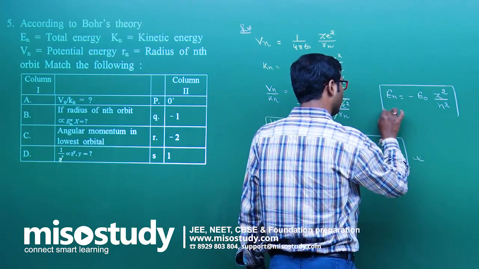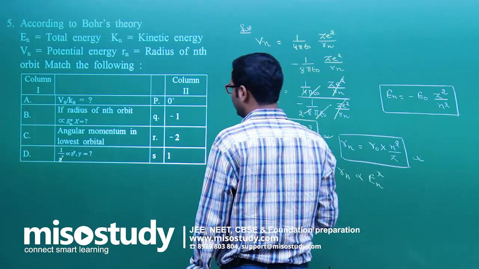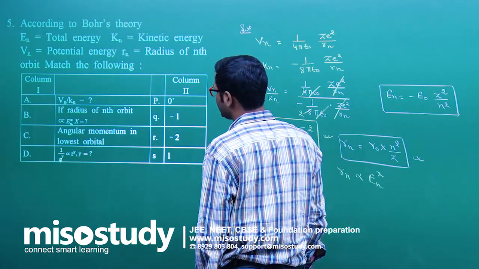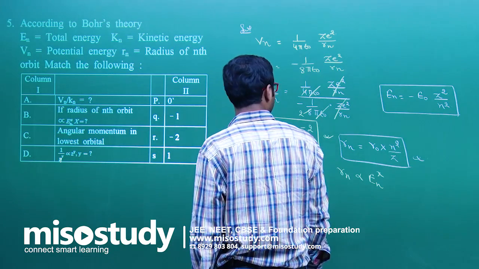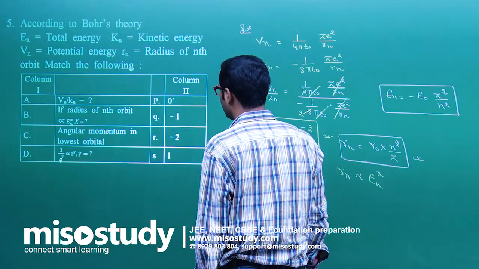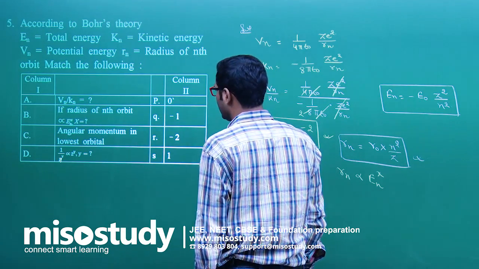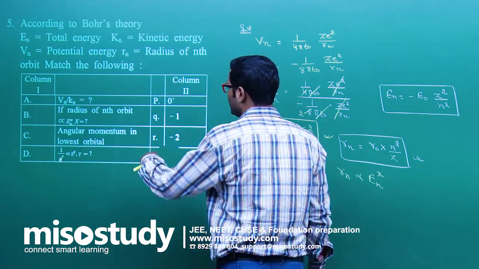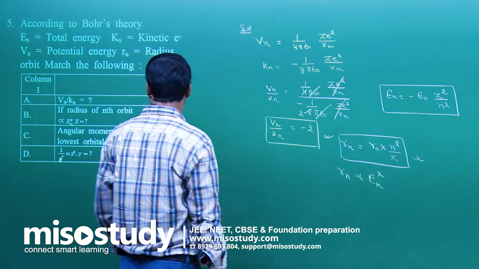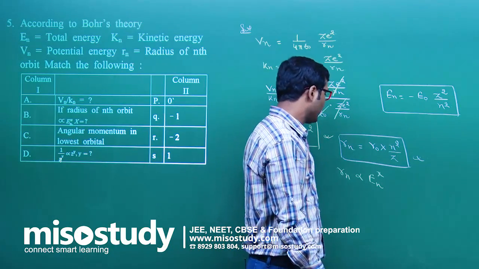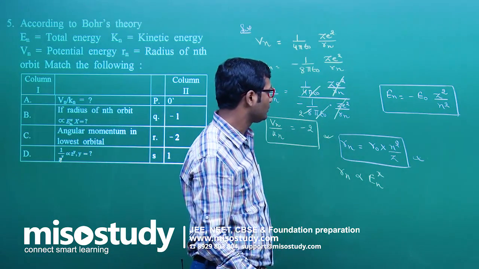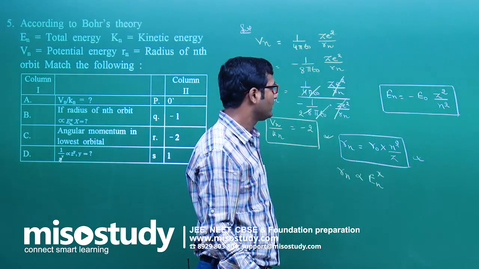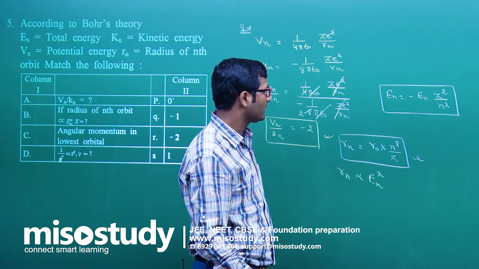And I think there is something missing in the question. If the radius of the nth orbit is directly proportional to Z to the power y, written like this, then it will be equal to minus 1. And there is some mistake in the question, because the radius of the nth orbit cannot be written like this. Rn is equal to R naught n square upon Z, and En is equal to Z square upon n square.